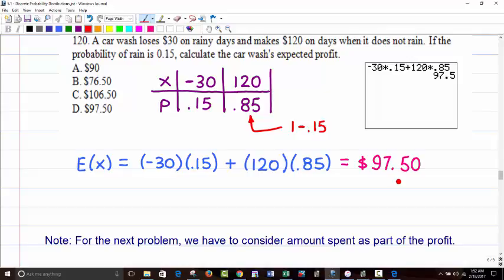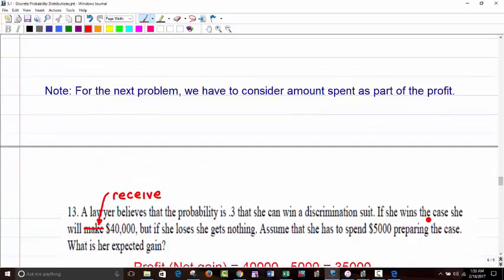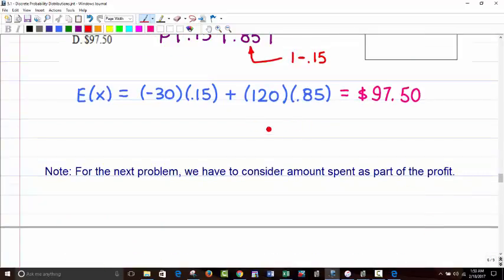So let's see what we got going on here. The next one's a little trickier because of the way you figure out the profit, the wording of the question. But I have confidence in you. Yeah, I guess I've got a lot of empty space there. That's okay.